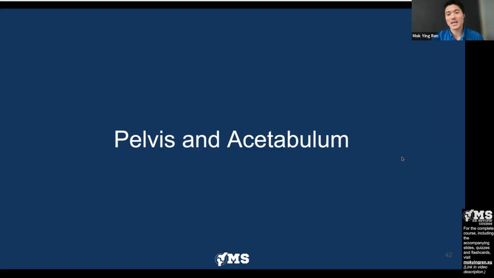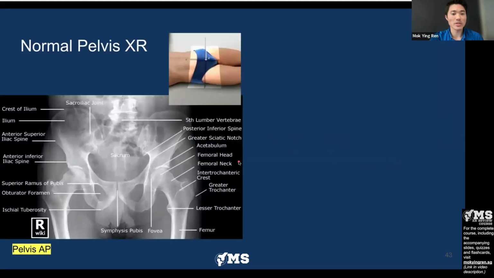Okay, starting with the pelvis and acetabulum. Now, in the normal pelvis x-ray shot in this manner, you can see both hip joints. That's the advantage of a normal pelvis x-ray. You can compare both sides. Here in particular, we can see the ilium, the superior and inferior pubic rami, as well as the ischial tuberosity. And for the femur itself, take note of the terminology of a greater trochanter as well as a lesser trochanter.